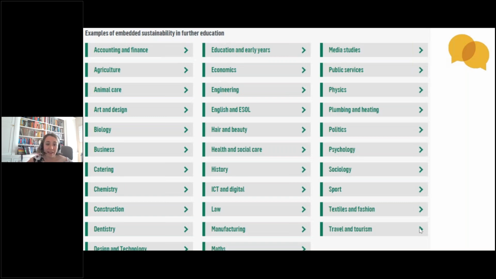So if this is fairly new to you, or you want to broach this with a broader range of colleagues within your provider, this is a really good starting point. It's not going to fix it for you, it's not going to give you all the solutions, but it's going to get you down the right path to start thinking about how can we build this into our curriculum.